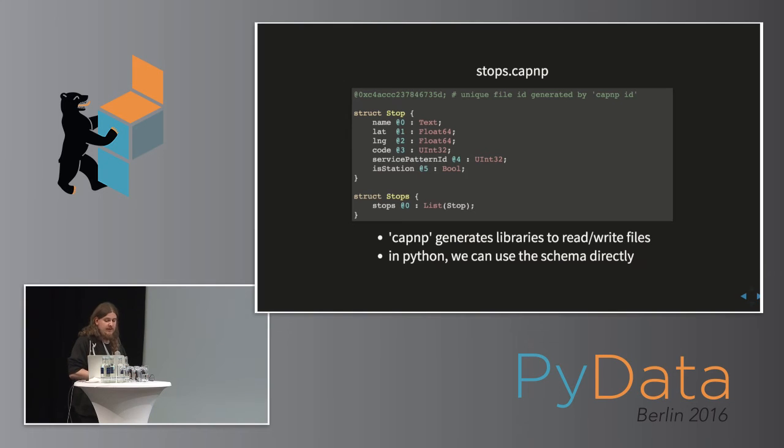And when you have a schema like this, in all sorts of languages with Cap'n Proto, there's a tool called capnp, where you can generate a C++ library that allows you to read these particular files. In Python, we can use these schemas directly. It sort of looks like this.